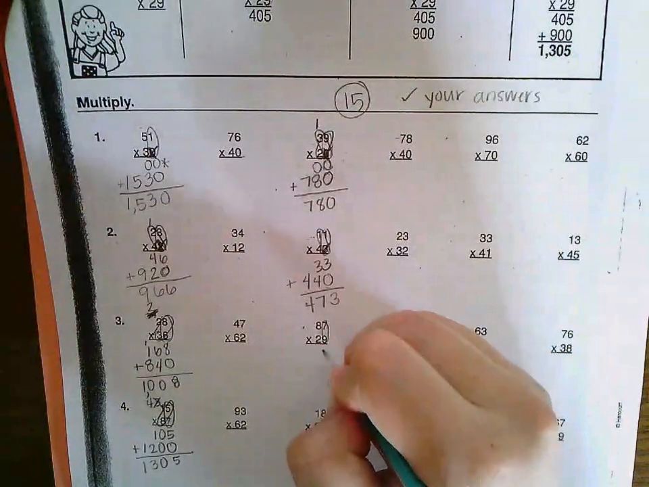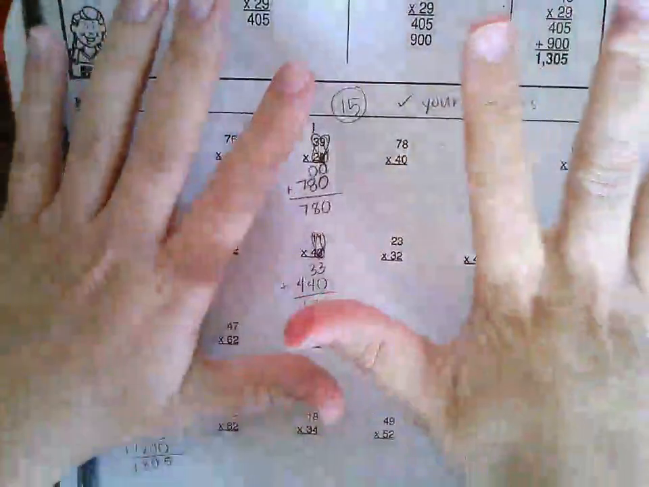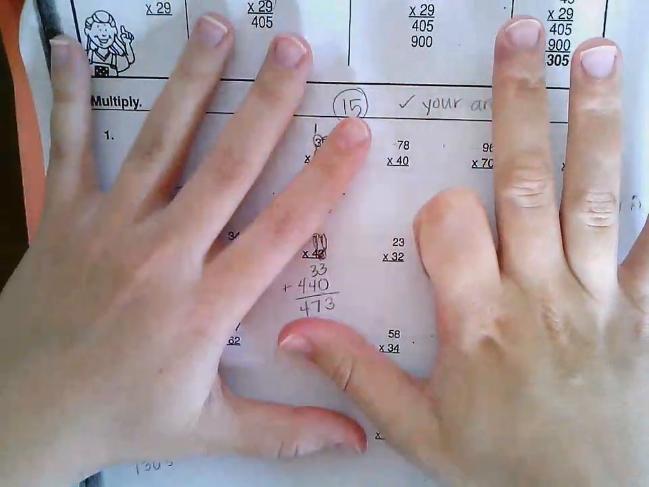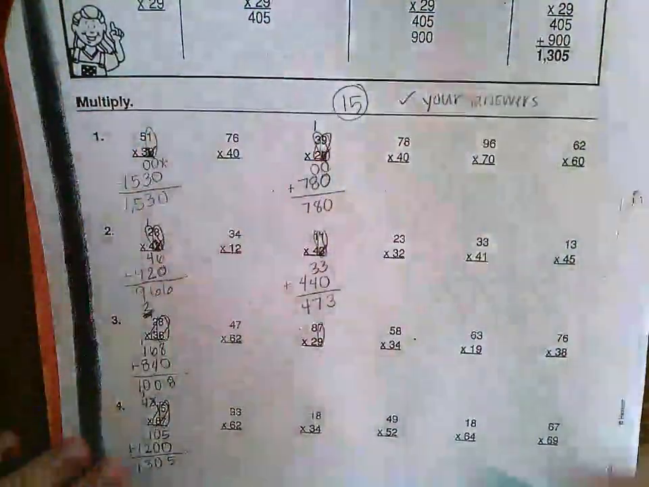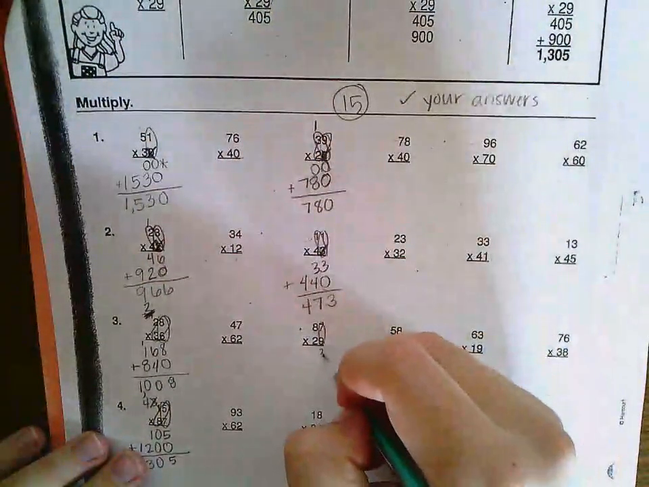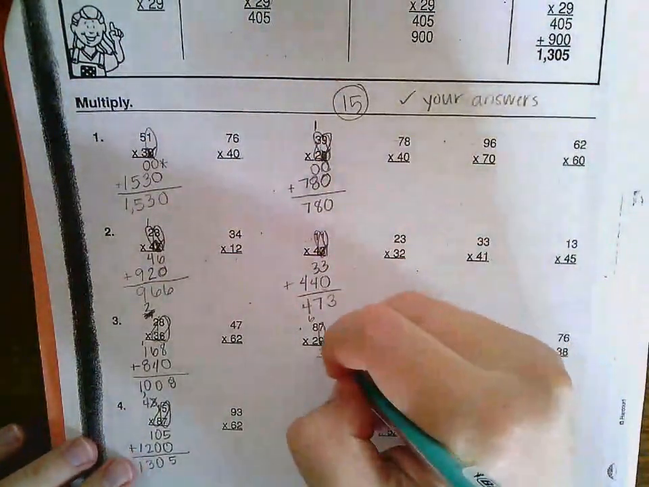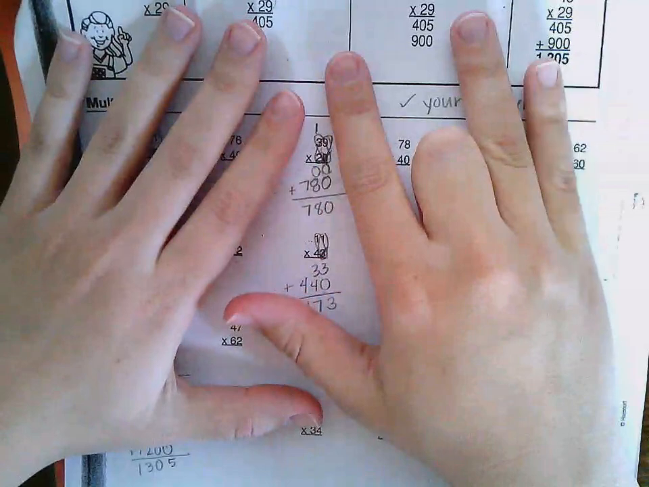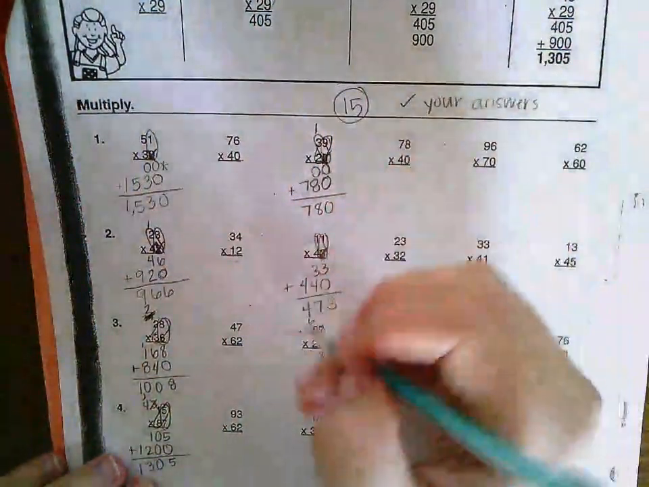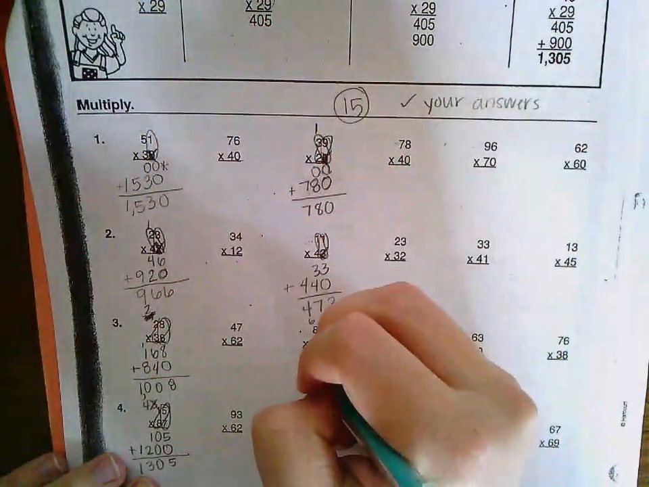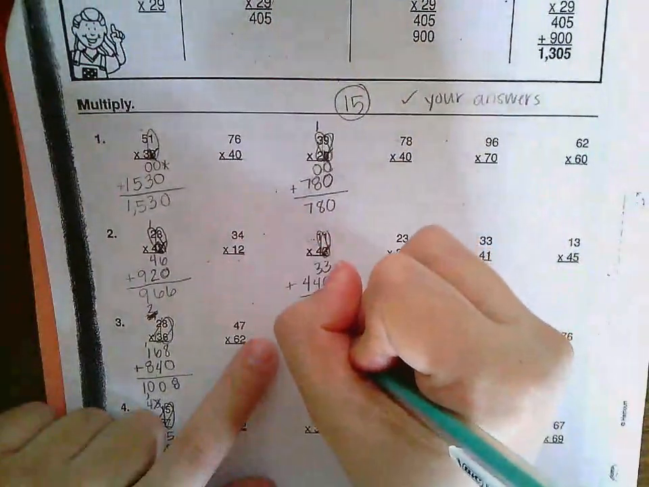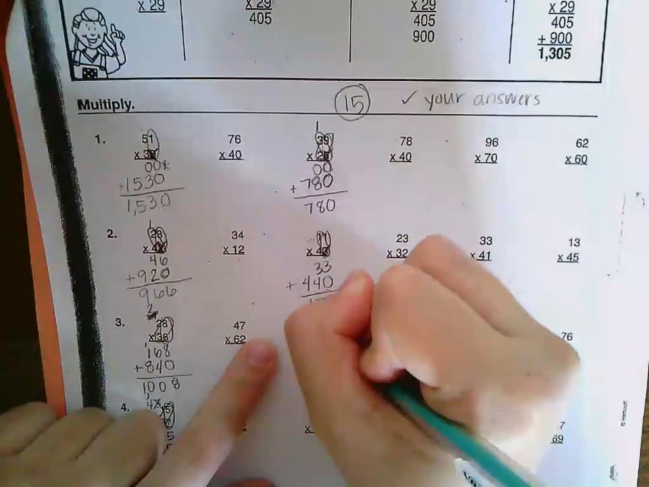87 times 29. So I've got 7 times 9. That's my first one. That's 63. Remember our nines trick? So you put your hands down. You put your 7th finger down. 63. So I put a 3 down. Carry the 6. 9 times 8. I'm going to put my 8th finger down. Let's see if I can do it. 72. And then I have to add 6. 78. Very good.